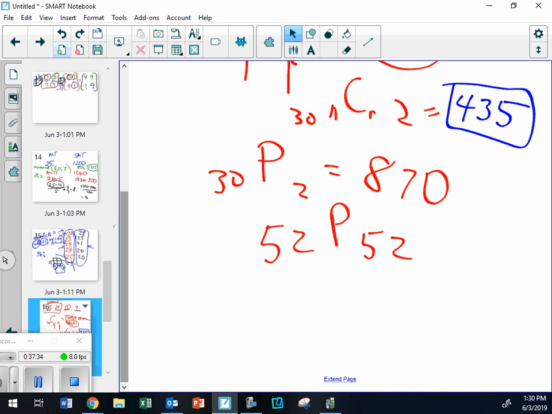And that's 52 factorial. And that is such a big number that it is almost impossible for your brain to comprehend it. Your calculator can tell you in scientific notation what it is. Do you have it on your calculator? Can you read it? 8 times 10 to the 67th.